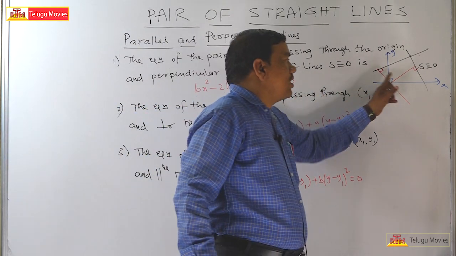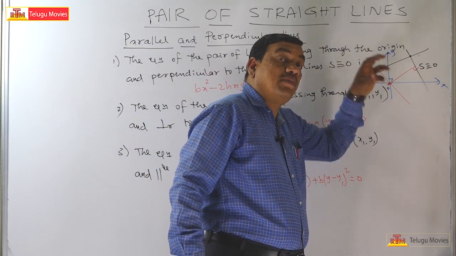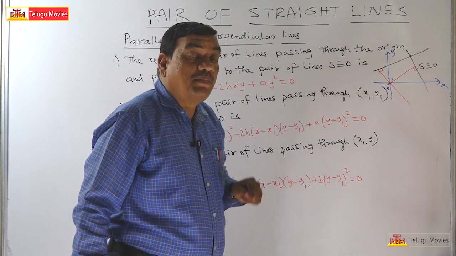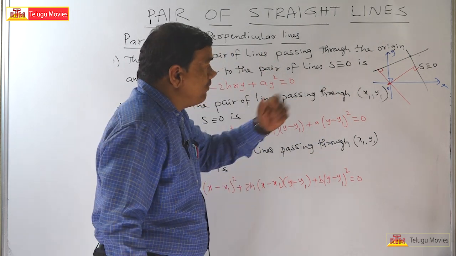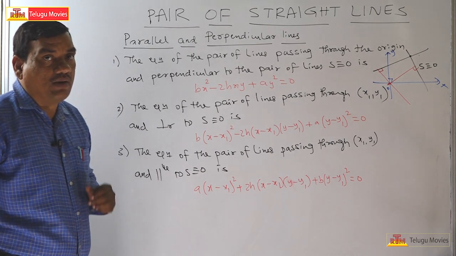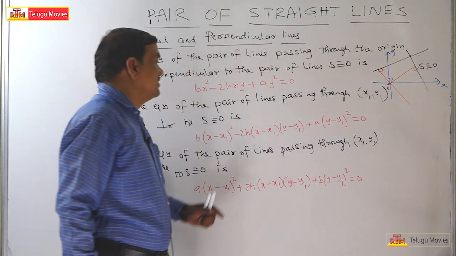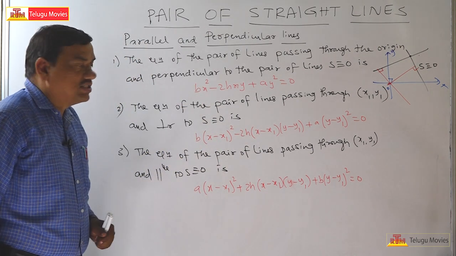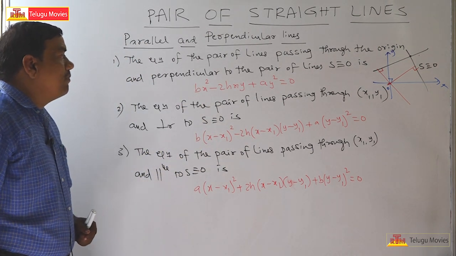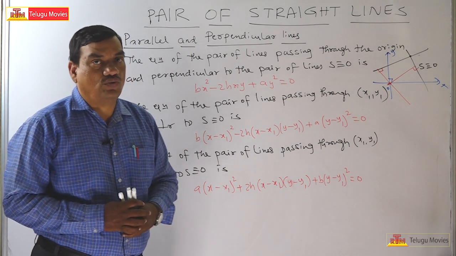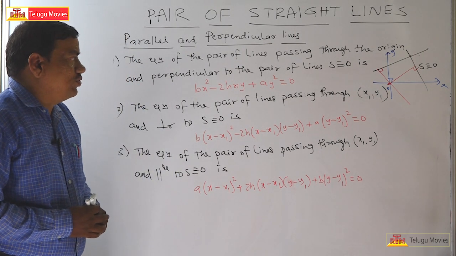So, these two are the lines which are perpendicular to the pair of lines S is equal to 0 and passing through the origin 0 comma 0. Then the equation of these lines is given by bx square minus 2hxy plus ay square is equal to 0. So, very easy to learn.